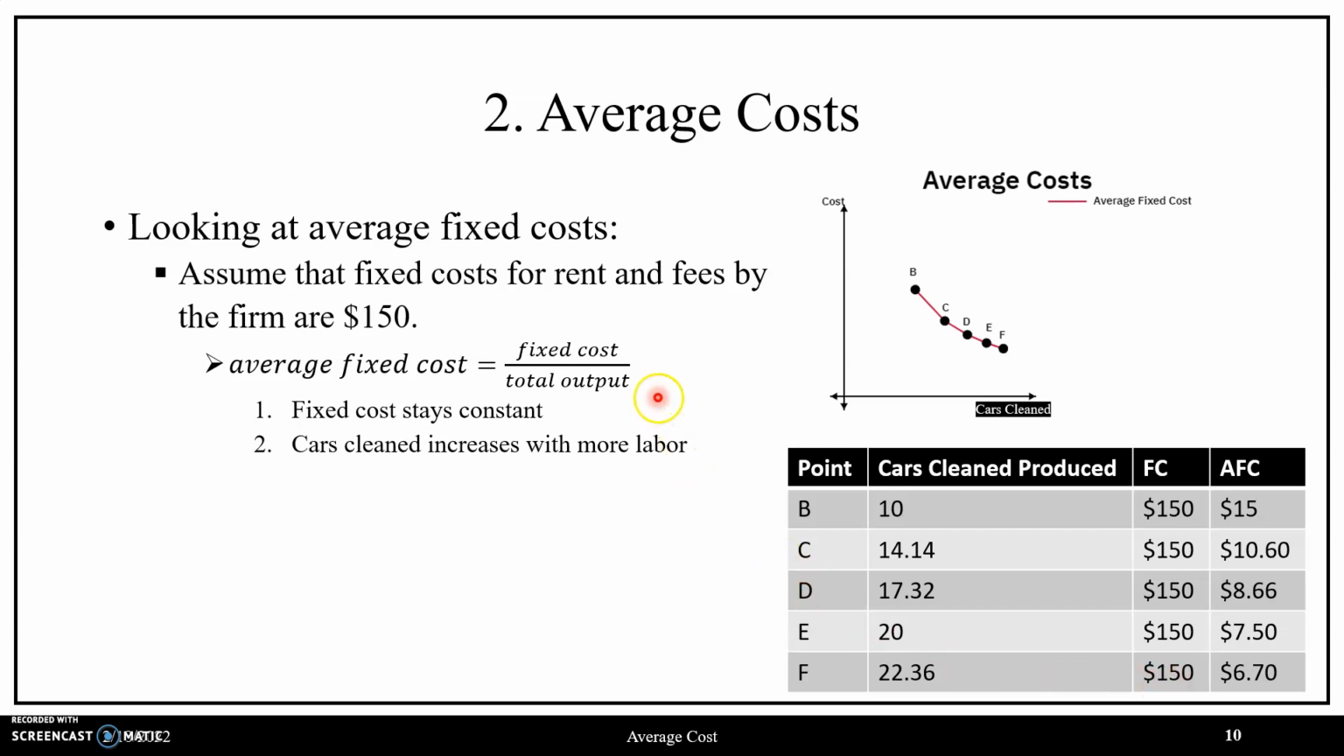Now in terms of our denominator of total output, we know that as more labor is being used, more cars can be cleaned, because in our production process, more inputs leads to more outputs. So we know that cars cleaned is increasing with more labor. So we have a static numerator and we have an increasing denominator. So then what that means is that we have average fixed costs that will be declining as a result. So average fixed costs will slope downwards due to cars cleaned increasing while fixed costs staying constant.